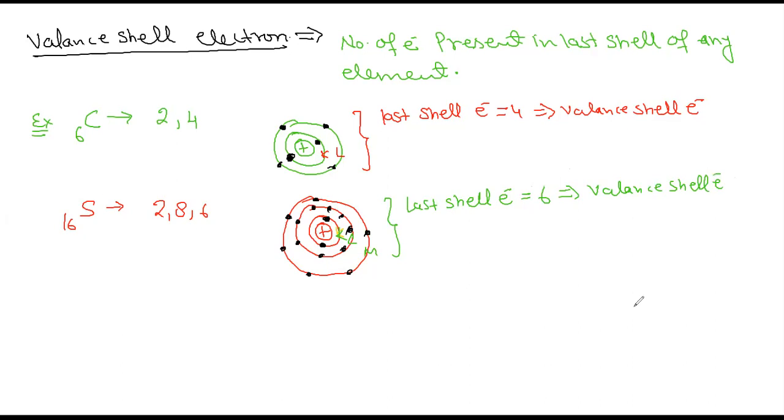If you understand the electronic configuration and then the valence shell electrons, then you can easily understand valency. So now we are moving forward to valency. Valency is the most important topic in chemistry. This is the basic concept. I'm not saying that this is the full picture. We are going through the basic concept here.